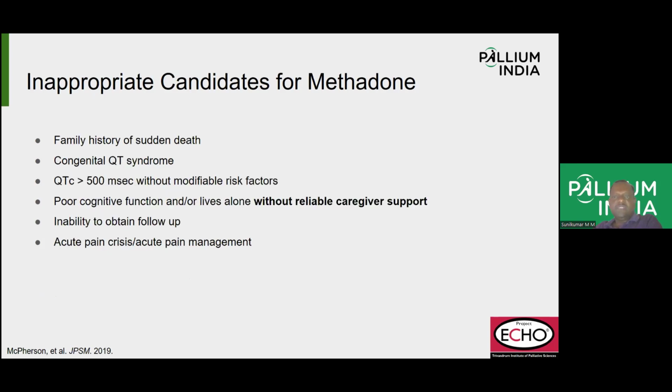And there are some inappropriate candidates to use methadone. If the patient gives a family history of sudden unexplained death, then it should not be used because torsades de pointes runs in families. And if you use methadone, that can add on to the problem. Then congenital QT syndrome. And what is the normal corrected QT interval?